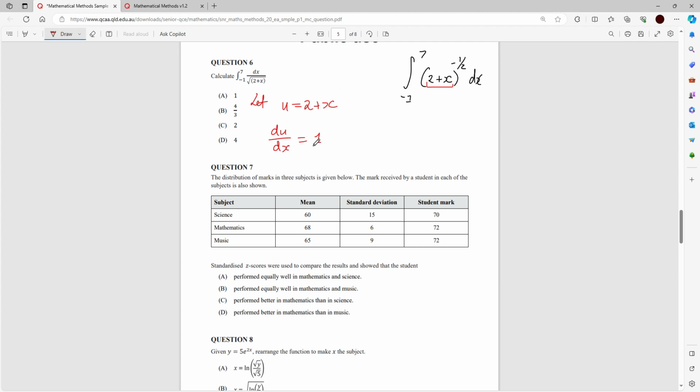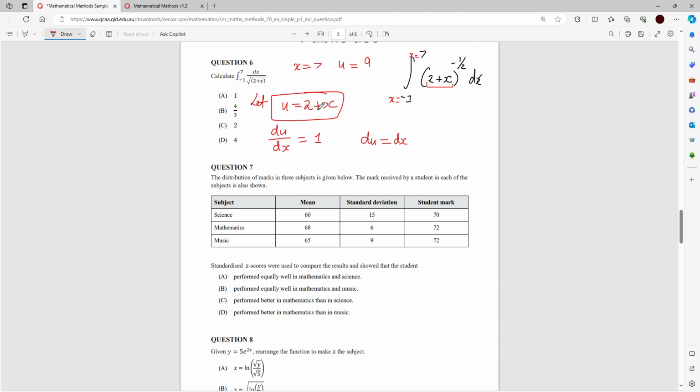So if I move the dx up there, I get du is equal to dx. So when I change variables, there's no factor that's really changing. Now, I also need to change my bounds because this is when x is equal to 7 and x is equal to -1. So when x is equal to 7, I put the 7 in here, and then u is equal to 9. So I'm just changing my bounds by plugging it into this equation here.